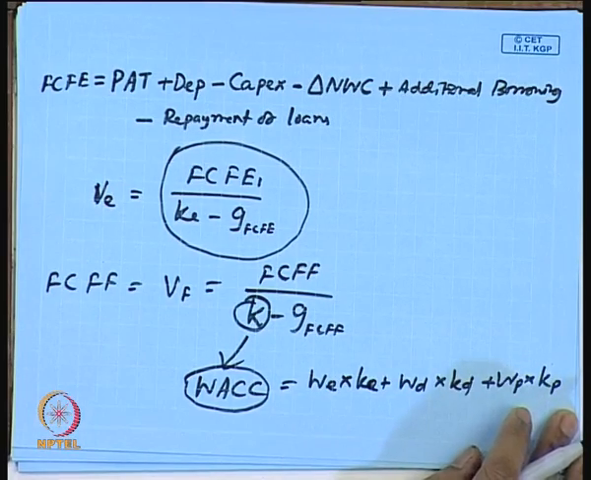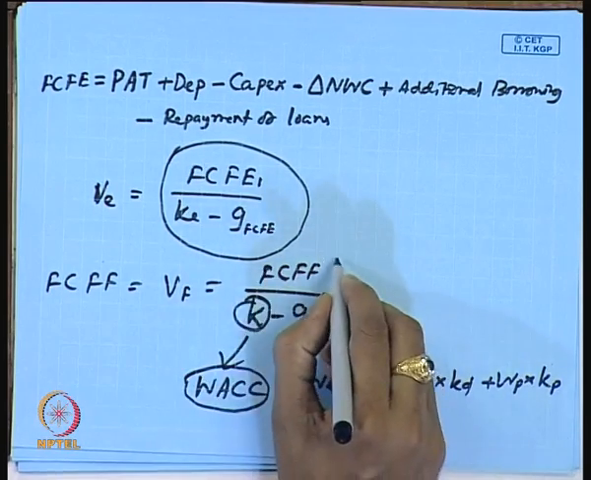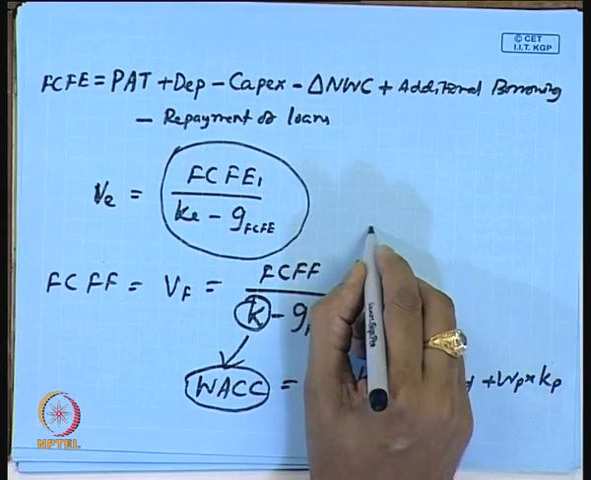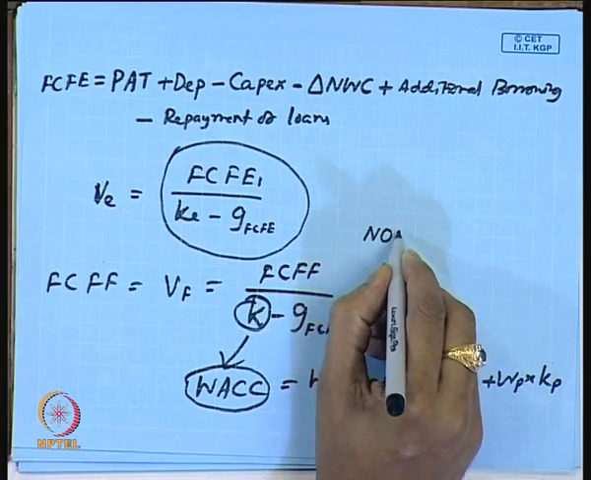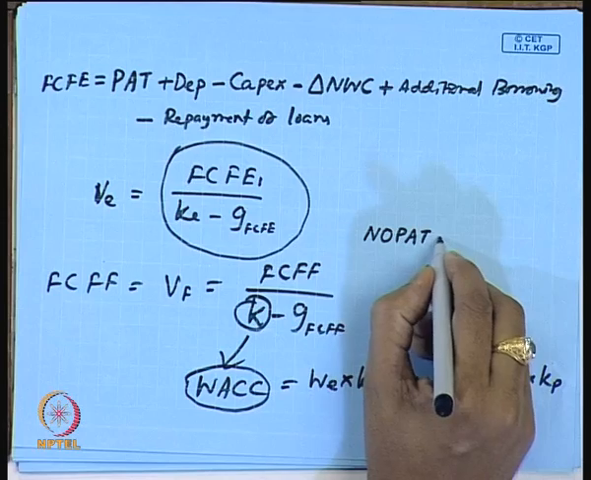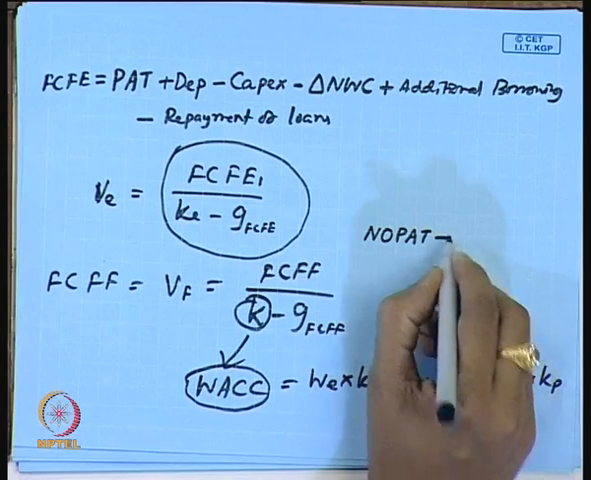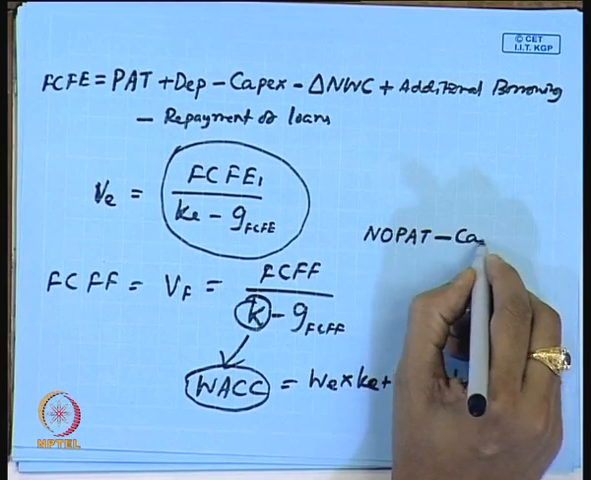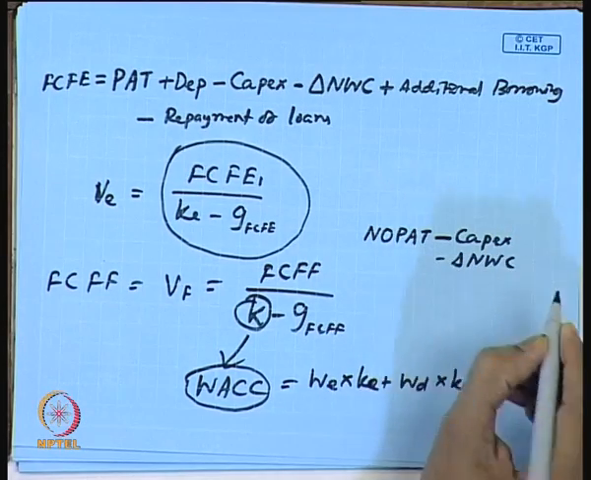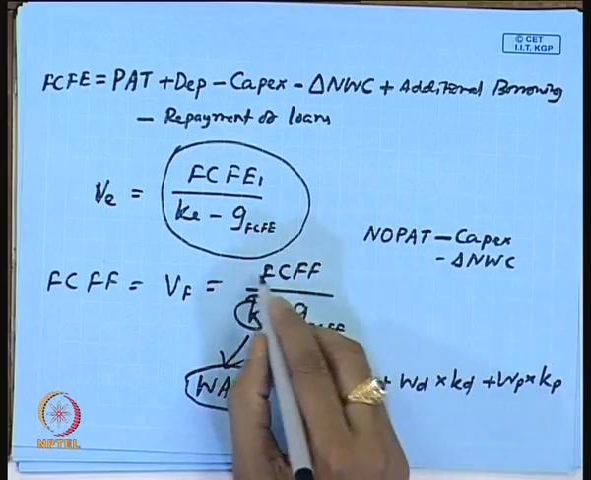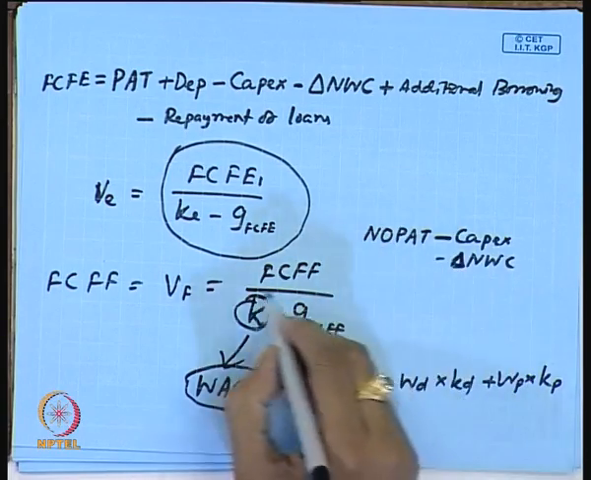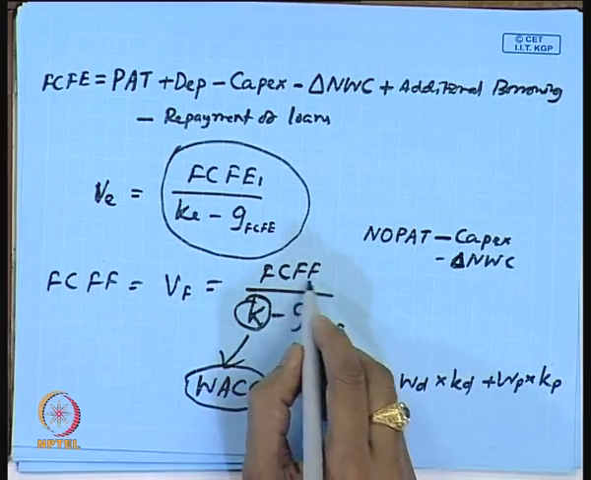So, this could be another way, and FCFF is derived like this: we have NOPAT, net operating profit after tax, then we deduct the capex that is required, and there could be change in net working capital and other adjustments. So, from the firm's point of view, how much cash flow is actually going to be there. That is the free cash flow for the firm.